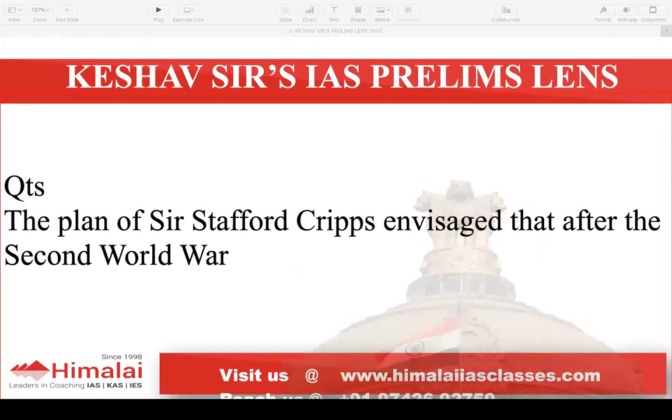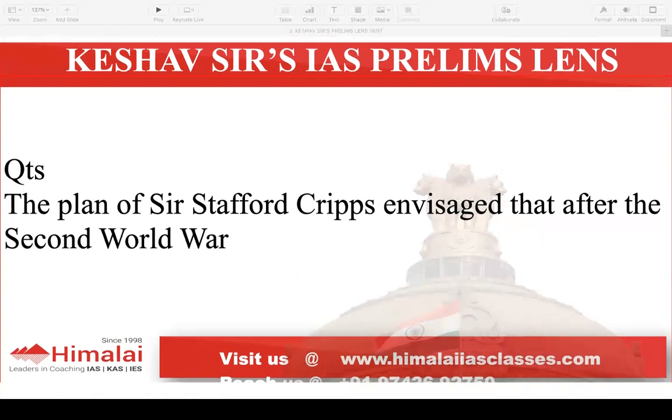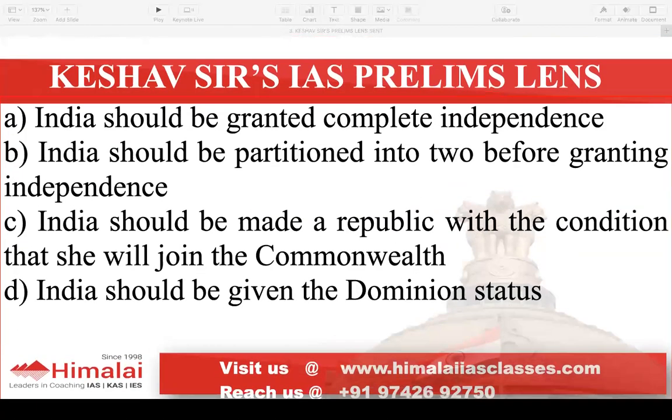The plan of Sir Stafford Cripps envisaged that after the Second World War, A, India should be granted complete independence. B, India should be partitioned into two before granting independence. C, India should be made a republic with the condition that she will join the Commonwealth. D, India should be given the dominion status.